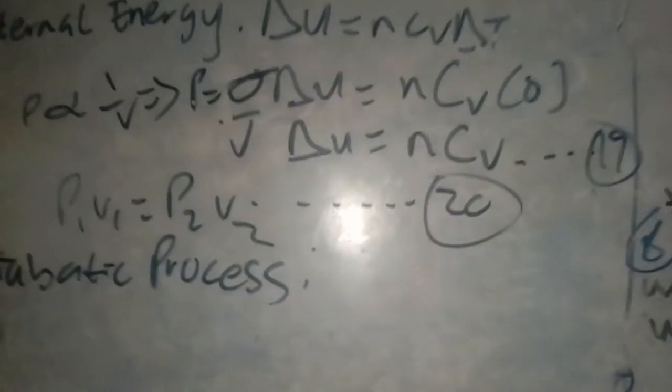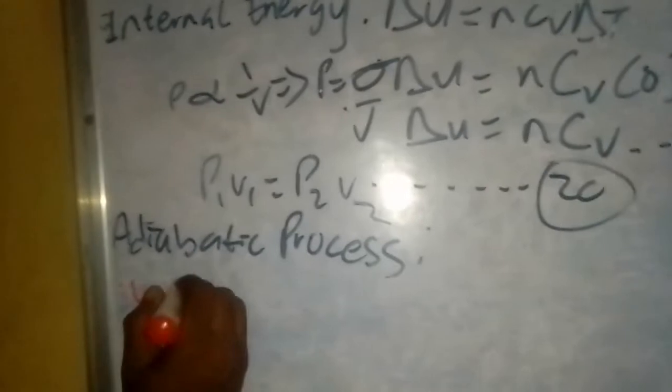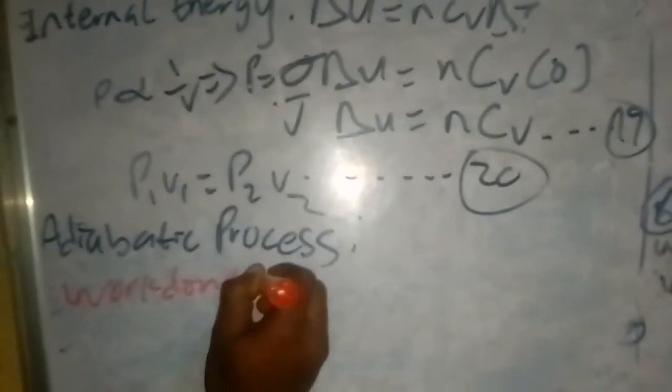Now listen. The work done of this adiabatic process is given as nCvΔT. Some people ask, how is this possible? You remember that your Q is equal to W, and your Q is nCvΔT. So therefore your W is nCvΔT. But it's only this way in the adiabatic process. Just know the formula.